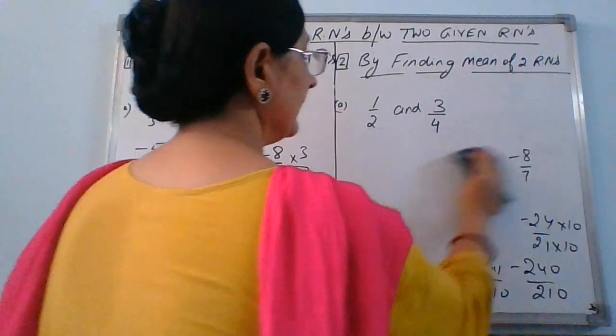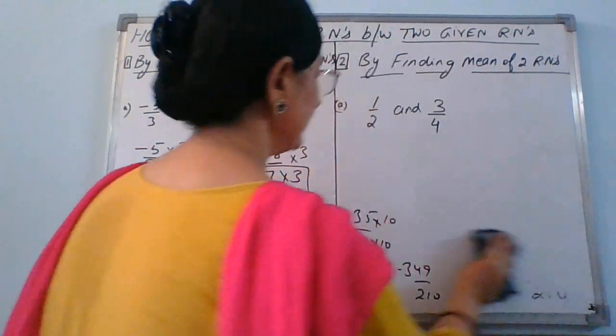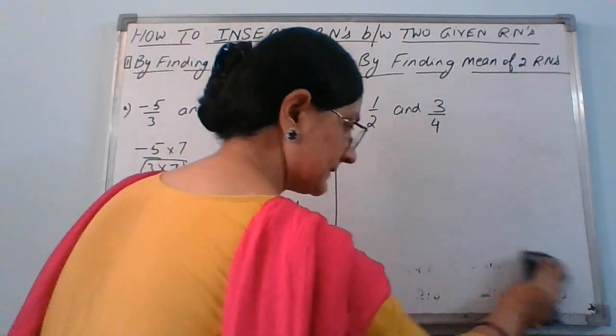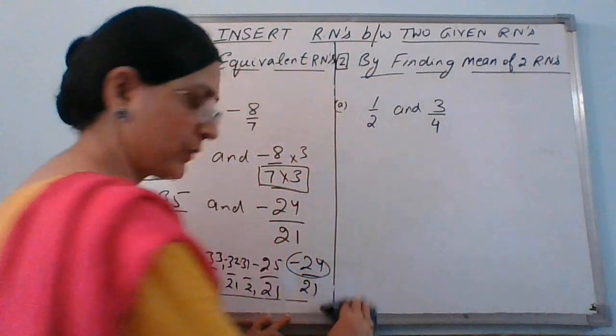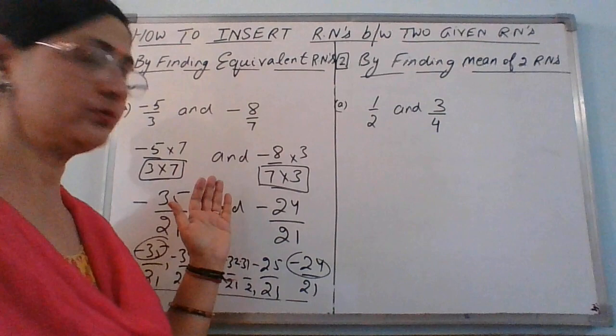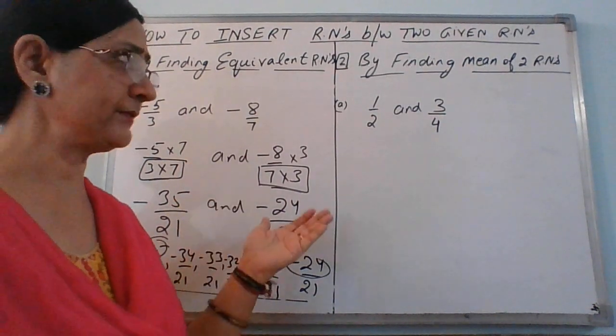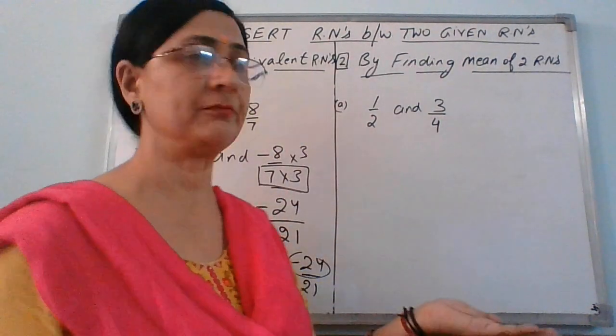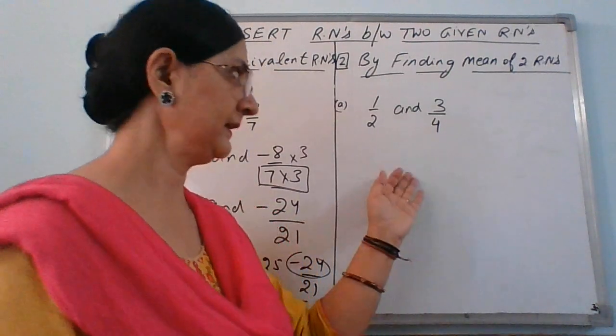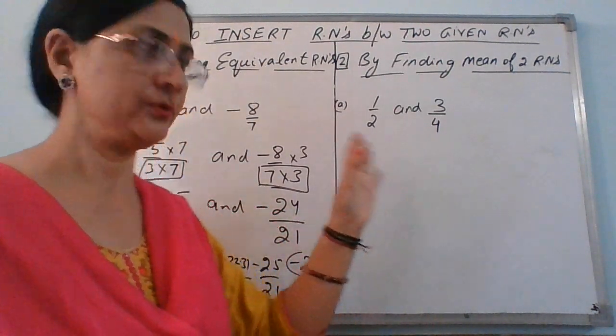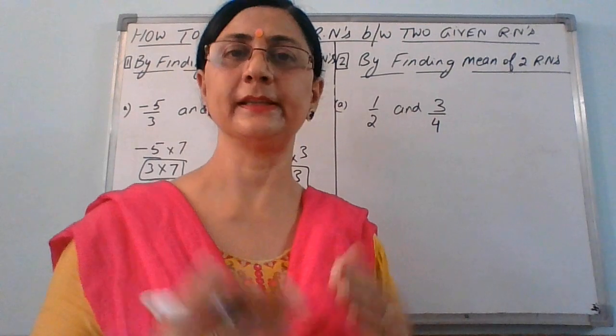Now I will explain another method, which is the method of finding the mean, and this is the difficult one. So if you have the choice, then just choose the other method. If you don't have a choice, and it's written in the question to find rational numbers by the method of mean, then you don't have a choice, you have to do this. So you should know this method also, how to find the mean.